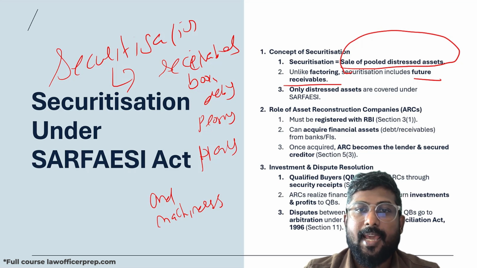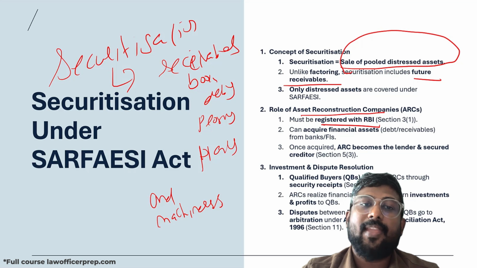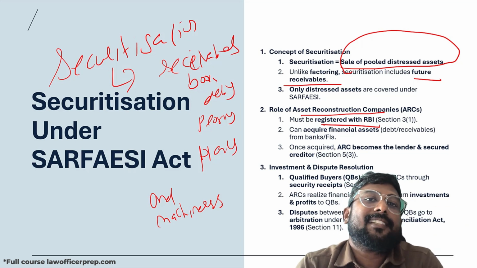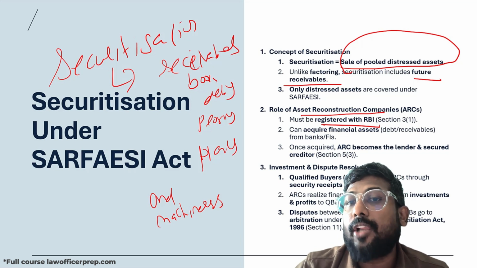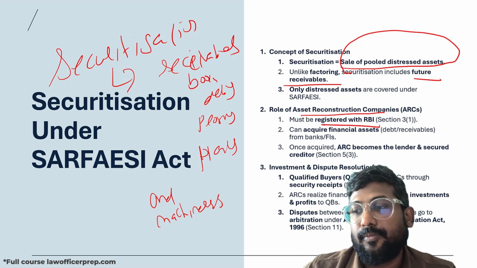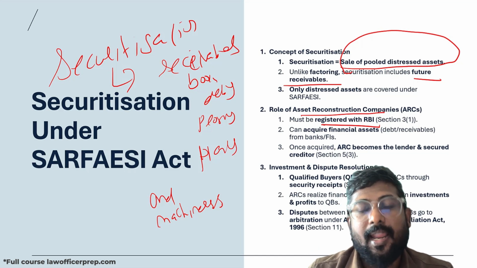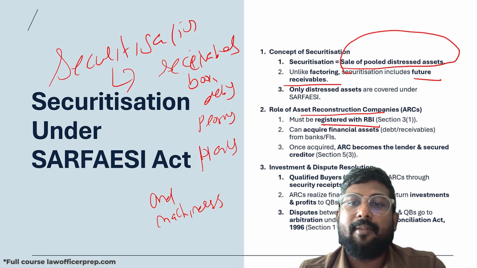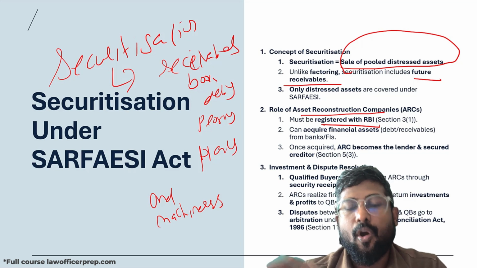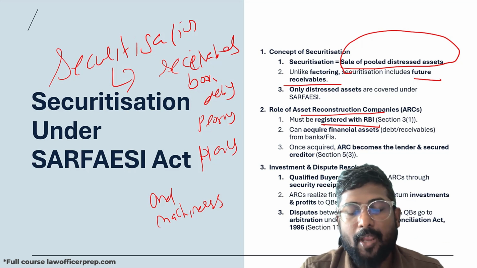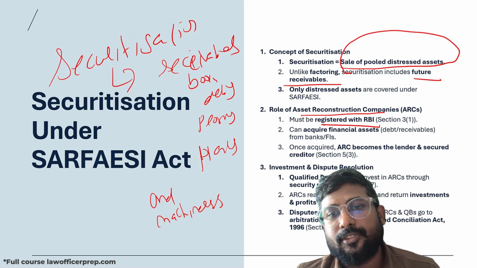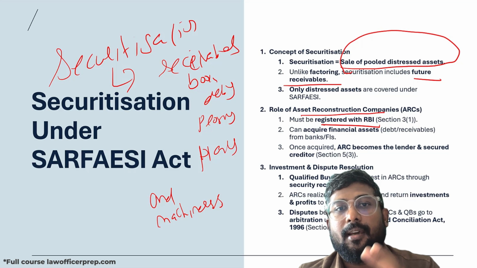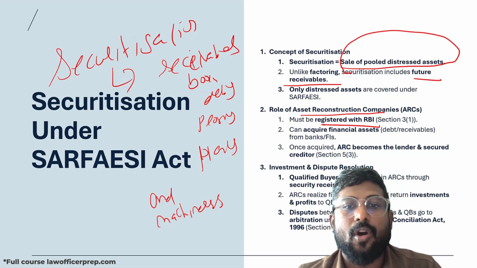Next, the role of ARCs. ARCs, that is asset reconstruction companies, must be registered with the RBI, and they can acquire these financial assets. Like I said, it is at the discretion of the bank. The bank can either use the SARFAESI Act to sell the securitized assets themselves, or they can sell it to the ARCs, and the ARCs will then become the secured lender or creditor. They will sell it and get the profits, or appropriate against the proceeds. So these assets can be sold to the ARCs by the banks. Remember, this is at the discretion. Either they can sell or they can not.